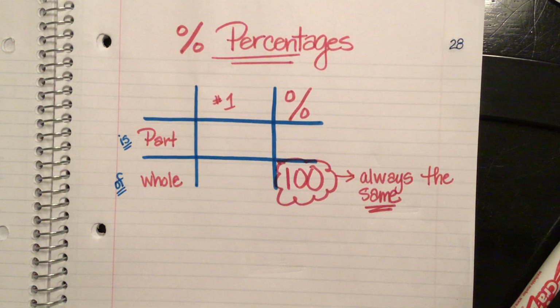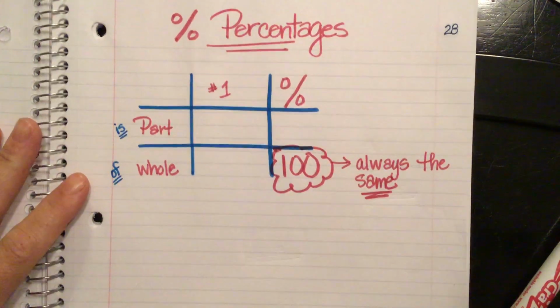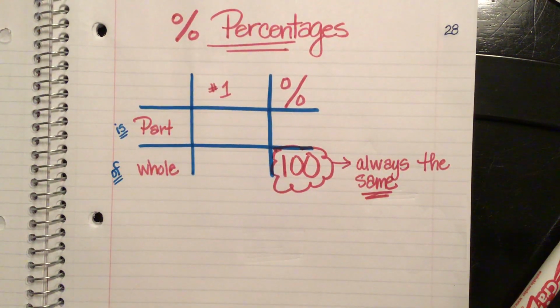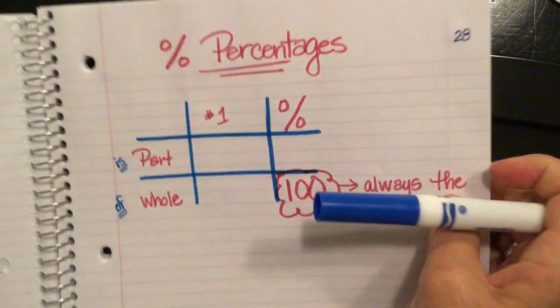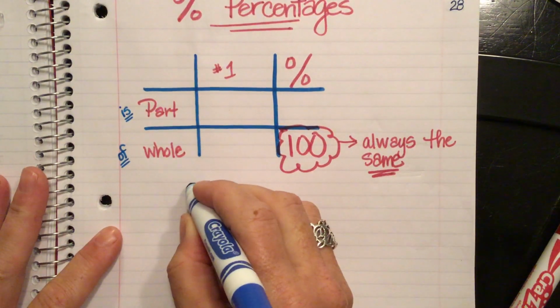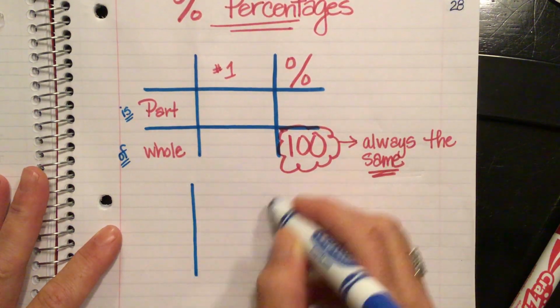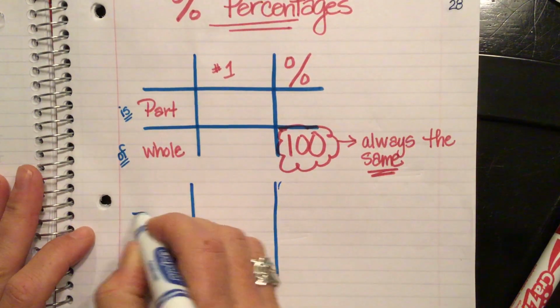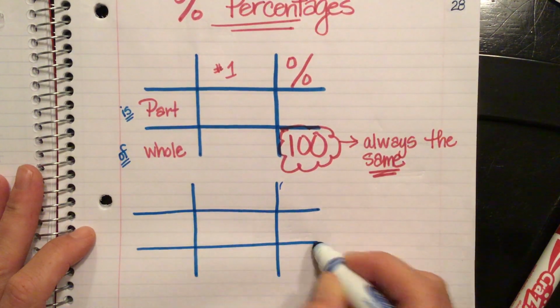I am still not feeling well, guys. All right, so what I want to do is give you an example. Yes, I'm changing out my colors. All right. Let's do an example.